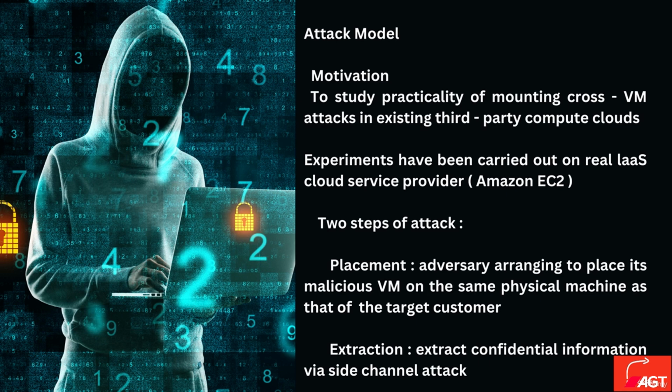A malicious VM is installed on the same physical machine as the target customer's VM in cross-VM attacks. The attacker then uses side-channel techniques to try and extract private data from the target VM. To extract cryptographic keys or other sensitive data from the target VM, for instance, an attacker could use flaws in the hypervisor or CPU's data caches.